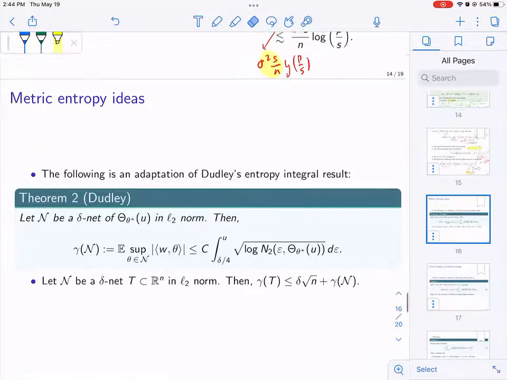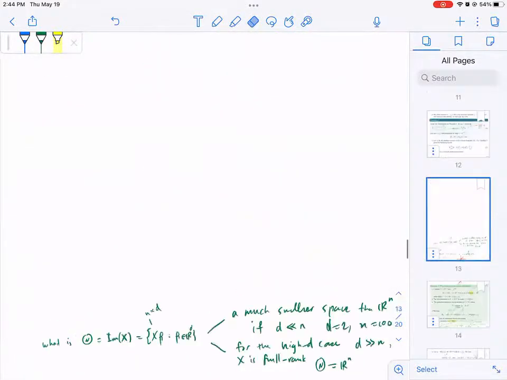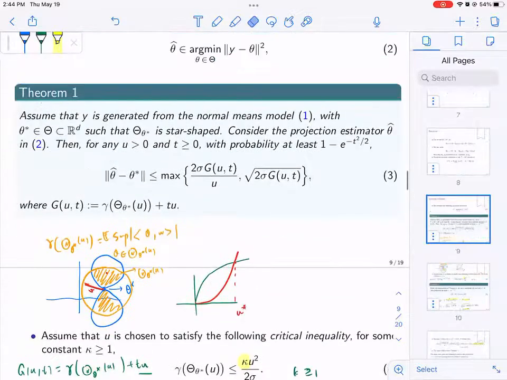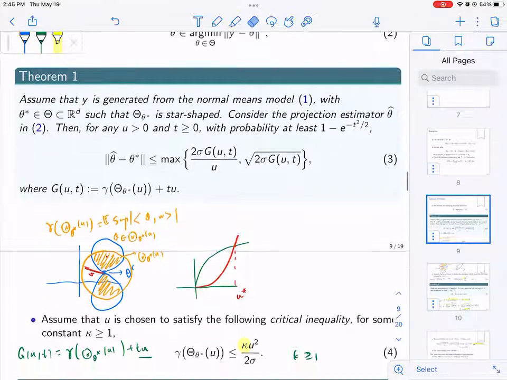So that's because we're working with the normal means model, you'll see the Gaussian complexity automatically comes in because the noise is Gaussian when you try to prove this. So there is no natural way of doing Rademacher complexity here. Rademacher complexity and Gaussian complexity are closely related. So Rademacher complexity is defined.